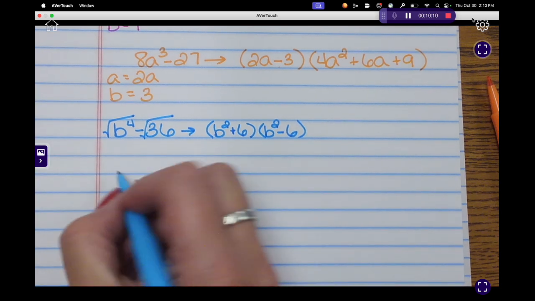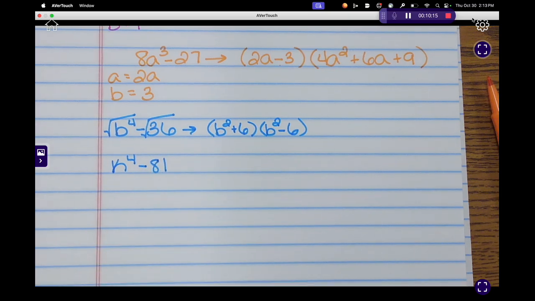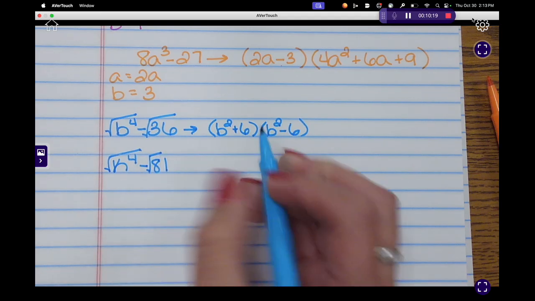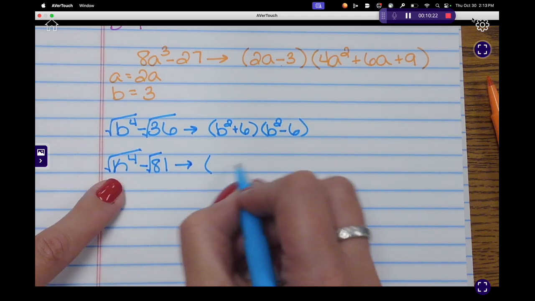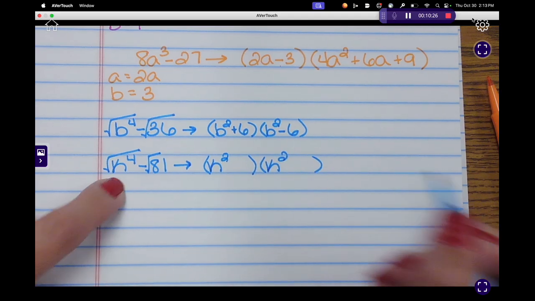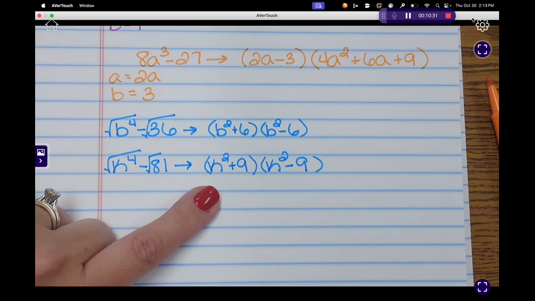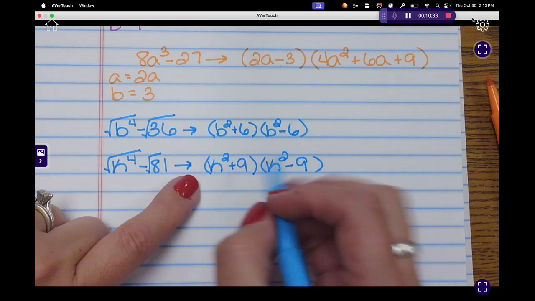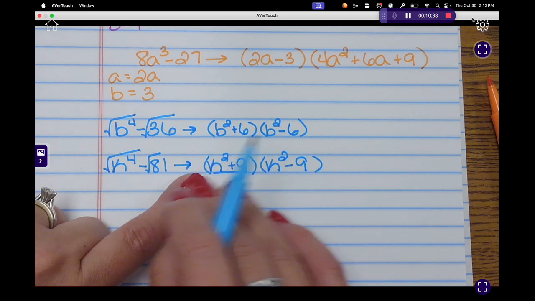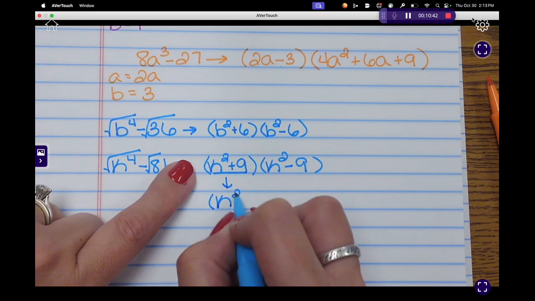But if I do k to the 4th minus 81, it's still a difference of squares. They're perfect squares, so I'm just going to take the square roots. The square root of k to the 4th is k squared. The square root of 81 is 9. So looking at this, notice I'm not done factoring. I can't do anything to k squared plus 9. That's a sum of squares, not a sum of cubes, so that one is going to be brought down.